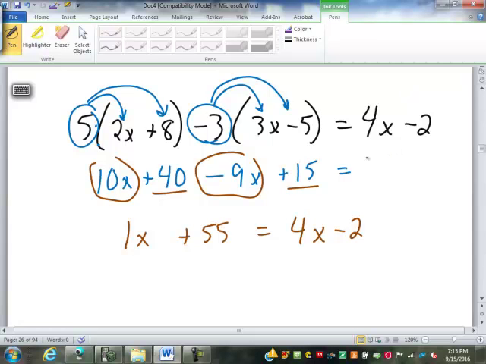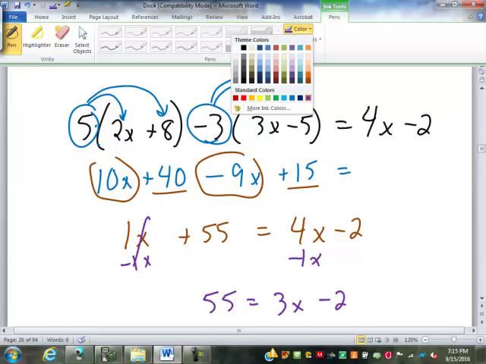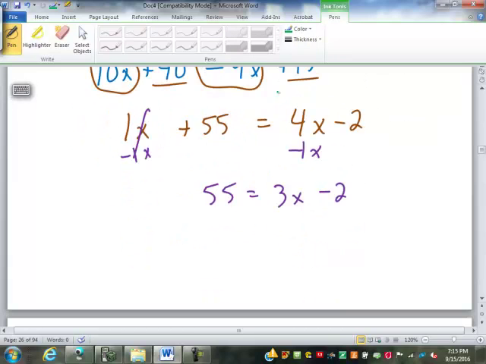Careful. I have an x on each side. I want to get down to 1x before I do anything else. Subtract 1x. So 55, I don't have to write 1, I just subtract x. So 55 equals 3x minus 2. And then now I can add 2. 57 equals 3x. And then divide by 3. 19 equals x.